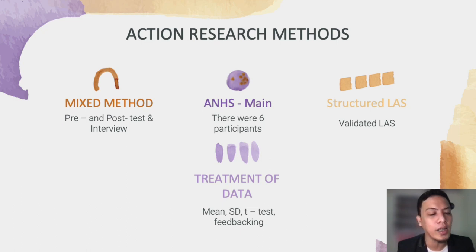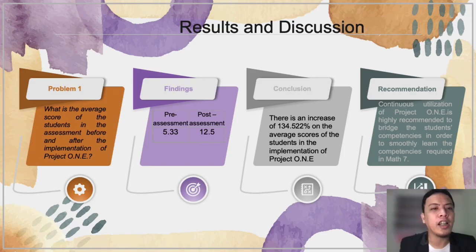There were 6 students who participated in this program according to the results of the numeracy skills assessment. We also use structured learning activity sheets, which were validated by our school's conformance team and checked by our division math supervisor. To treat the data, I use mean, SD, t-test, and feedbacking mechanism. And here are the results of the study. For problem statement 1, there is an increase of 134.52% on the average scores of the students in the implementation of Project 1.